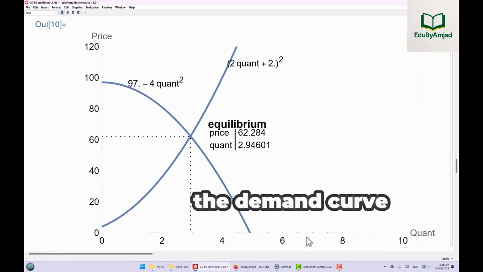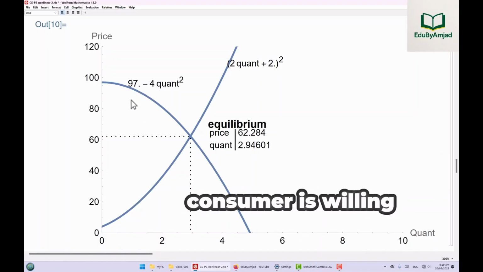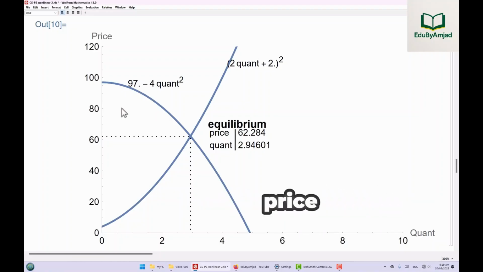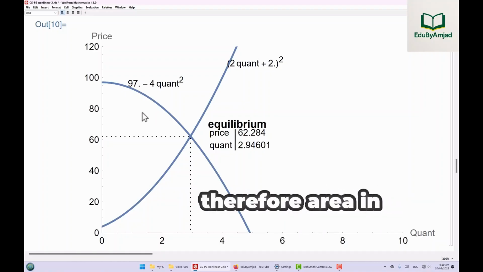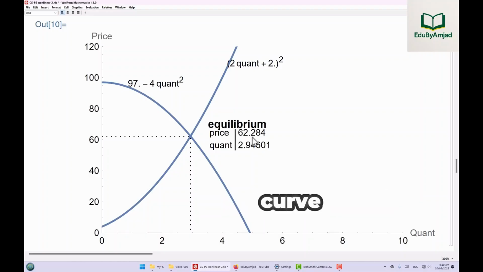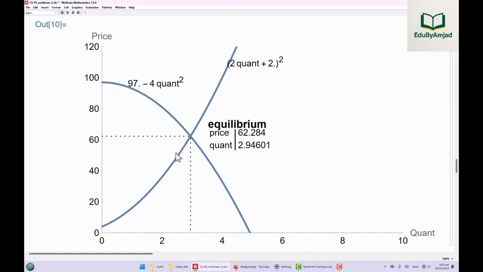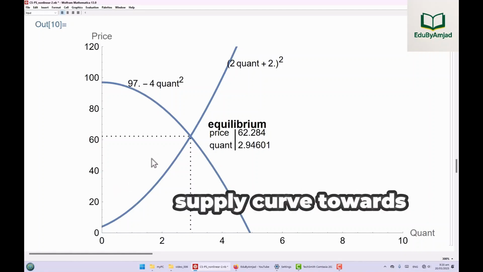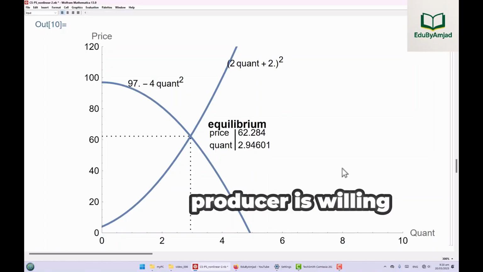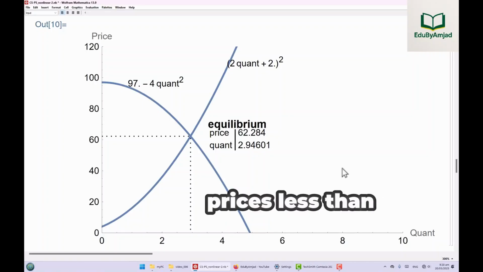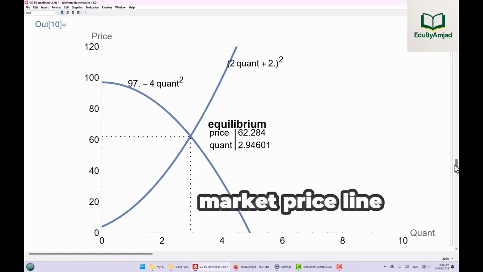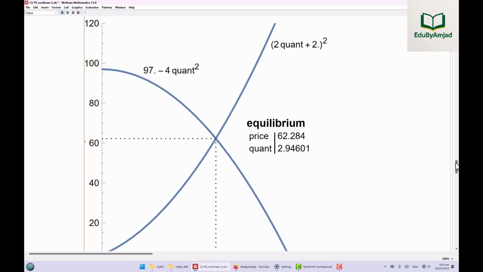Notice that along the demand curve towards the left, the consumer is willing to pay more than the equilibrium price. Therefore, the area, in monetary terms, under the demand curve and above the market price line is consumer surplus. Likewise, along the supply curve towards the left, the producer is willing to sell at prices less than the equilibrium price. Therefore, the area, in monetary terms, above the supply curve and below the market price line is producer surplus.